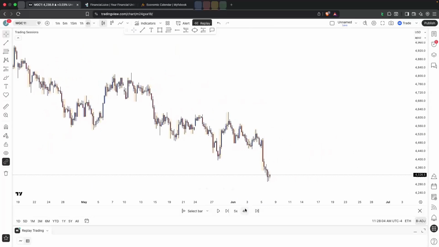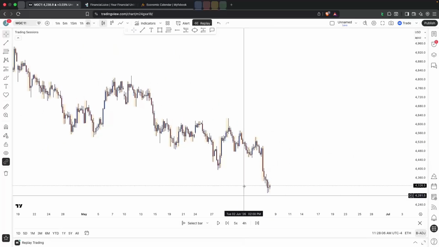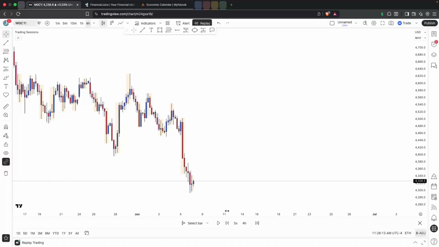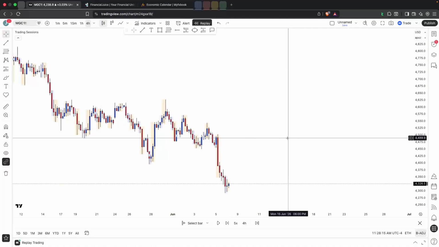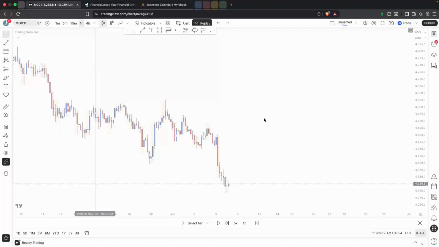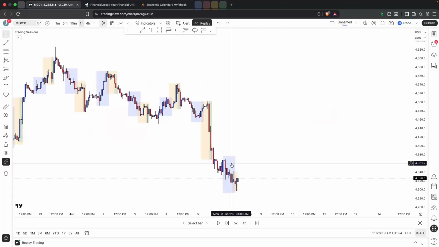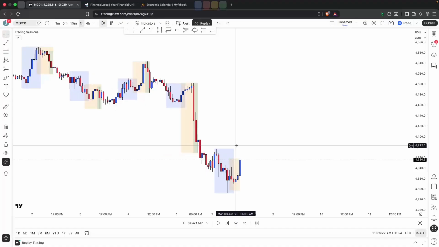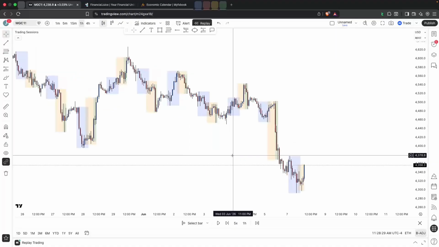I could do FX replay, but I'd rather just do this since I have the backtesting feature anyways. So on the 1 hour, right before market open around 6, 7. So 8 is when market open. So don't want to go there yet.